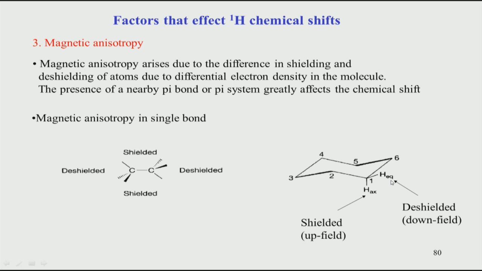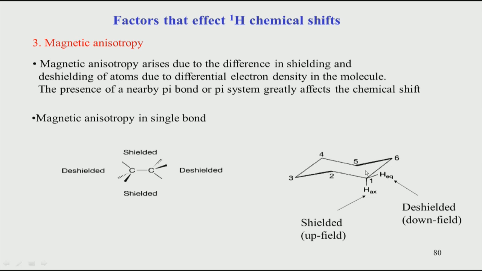You can see that this equatorial hydrogen atom is now coming in the deshielded region. It is one of these three shown here, in the deshielded region of this particular carbon-carbon bond. But this axial hydrogen comes somewhere in this region if you look at this particular carbon-carbon single bond, and because of that it now appears upfield shifted.